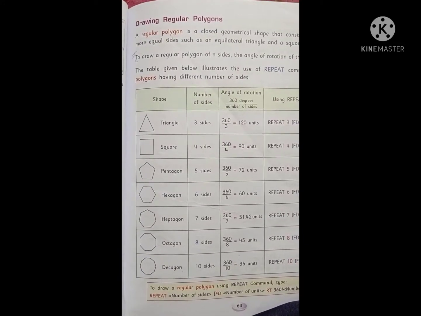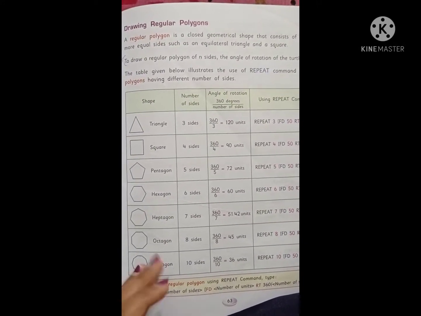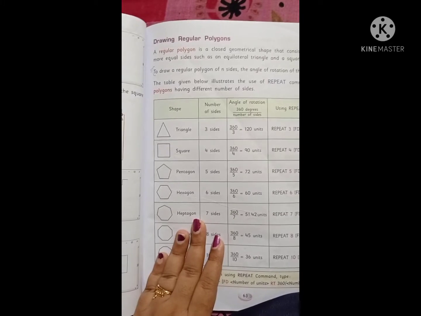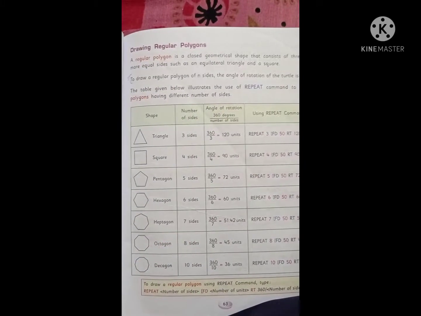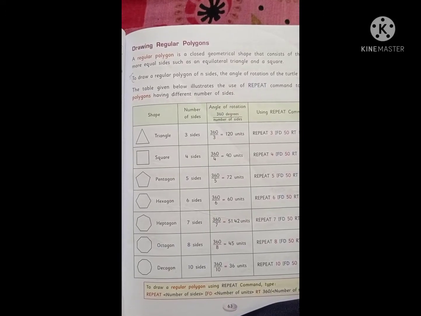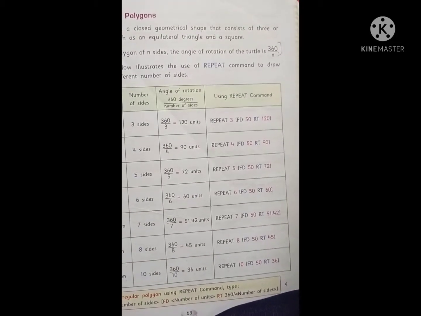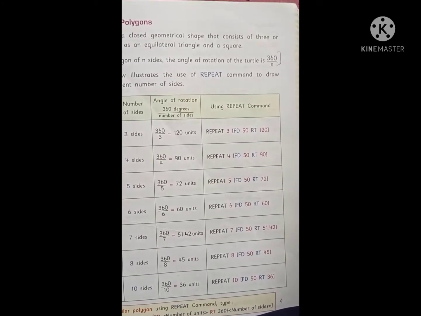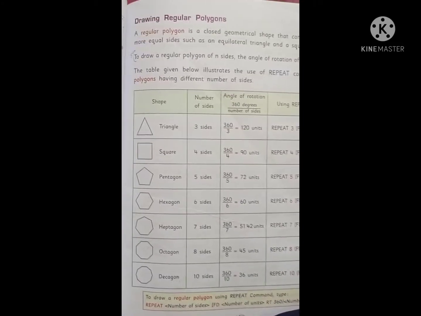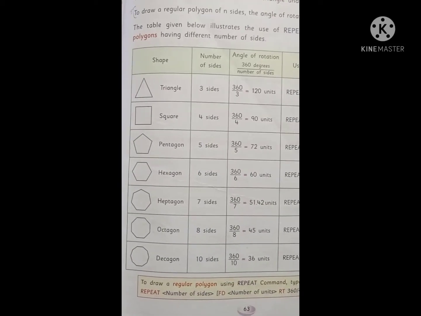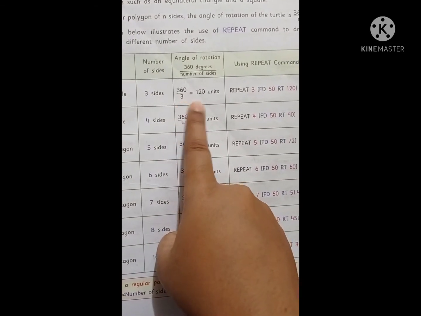Next one is drawing a regular polygon, which means a closed geometrical shape. It consists of 3 or more sides, such as an equilateral triangle, square, and so on. To draw a regular polygon of n sides, the angle of rotation of the turtle is 360 by n. We can see this table. To draw a triangle, it has how many sides? 3 sides. So what is the equation? 360 by 3. It is 120.